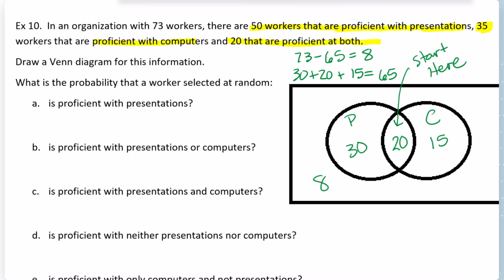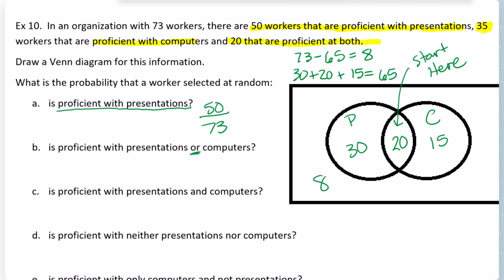All right, so going to our probability, what is the probability that the person that we select at random is proficient with presentations? Well, out of the 73 workers, we have how many in the presentation circle there? We've got 30 and 20, so that gives us 50 of the 73.